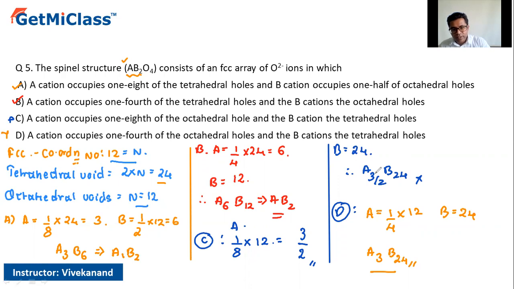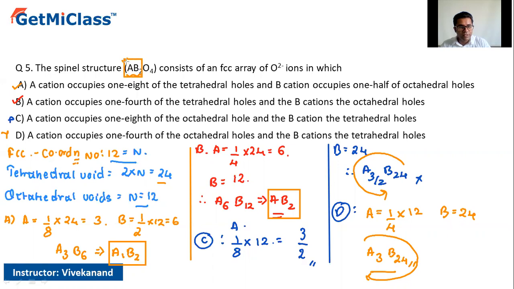So option C is going to give me this, and option D is going to give me this. But the first two options are the correct ones, which give the answer AB2 here and AB2 here, because the spinel structure has the ratio AB2, and that is going to act as the correct answer. So over here, the answer is that A and B are correct. So answer: option A and option B.